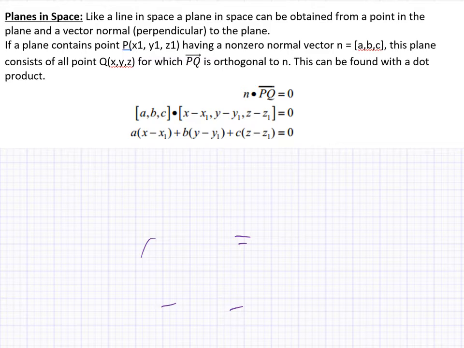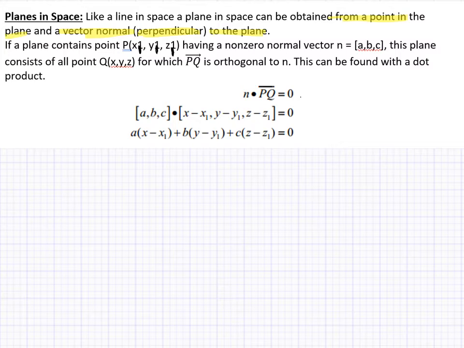All right, so the idea is this. I see an issue real quick. This should be sub 1, sub 1, sub 1. Those should be subscripts. So, just like a line, we need some information about the plane to be able to write the equation. What we need is a point in the plane and a vector, but in this case we need a normal vector, meeting at a 90-degree angle, perpendicular to the plane.